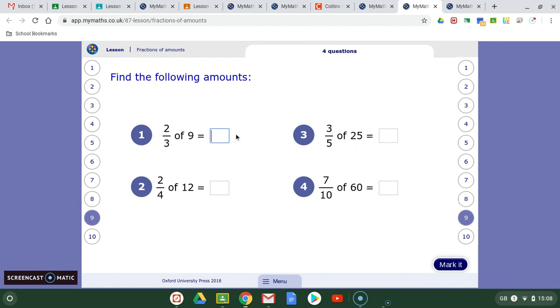So let's have a look if we can do this without any pictures. So 2/3 of 9, well, if we do 9 divided by 3 is 3, times by 2 is 6. Oh, gone wrong one, sorry. 12 divided by 4 is 3. 3 times 2 is 6. That's how it got up to here. 25 divided by 5 is 5. 5 times 3, 15. And then last one down here, 60 divided by 10 is 6. 6 times by 7 is 42. So if we divide by the denominator and times by the numerator each time, we should get this right.